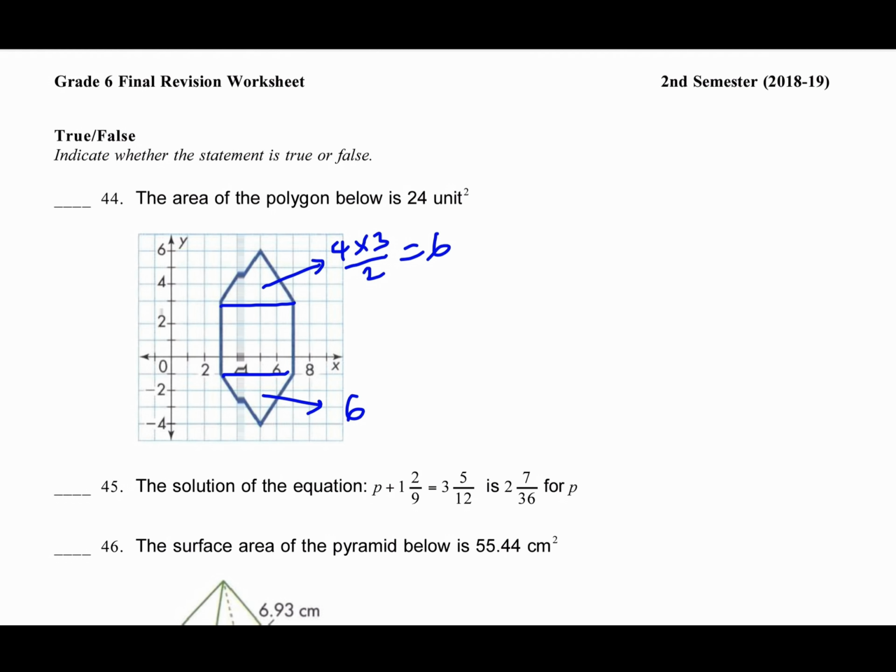The same here, so it's 6 here. And this shape is a square, it's 4 times 4 equals 16. So the total now equals 6 plus 16 plus 6, which is 28. So this answer is false.